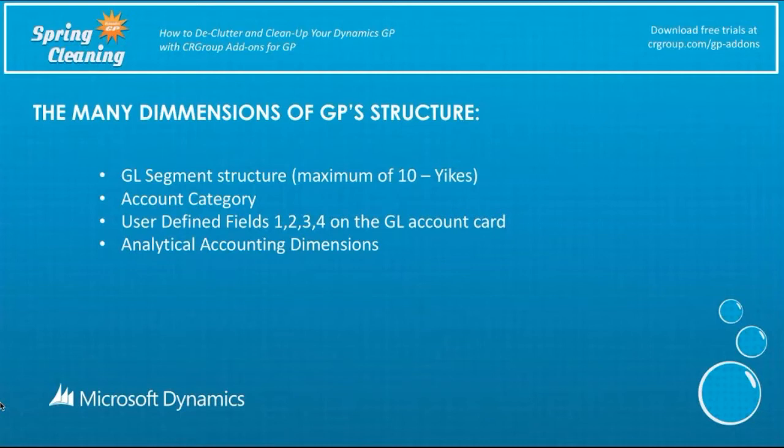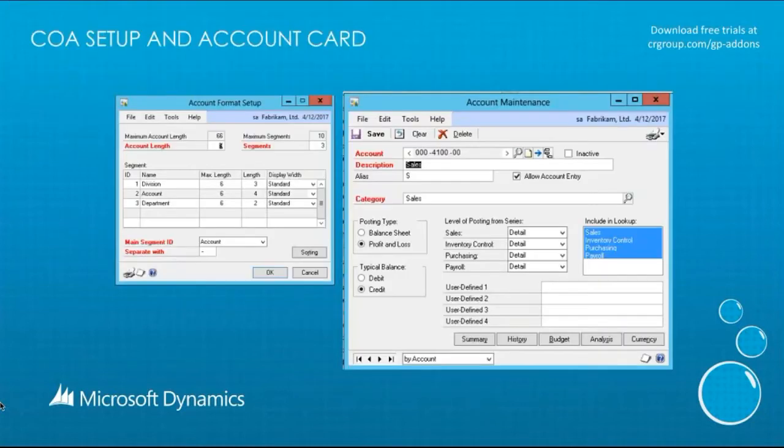And so we talk here about the account category. We talk about user-defined fields 1, 2, and 3 that are on the GL card. And we also talk about analytical accounting dimensions. So let's spend a bit of time on each of these. First of all, the COA setup, we just talked about it. But this COA account maintenance card is important, right? Because there are fields on there that matter. One of the best ones is the category field.